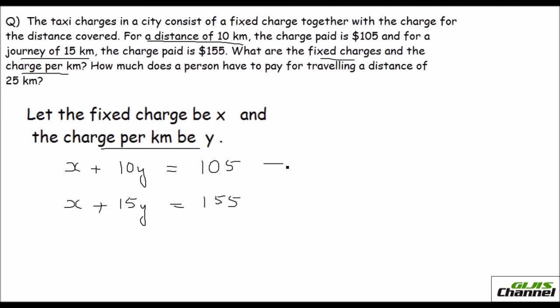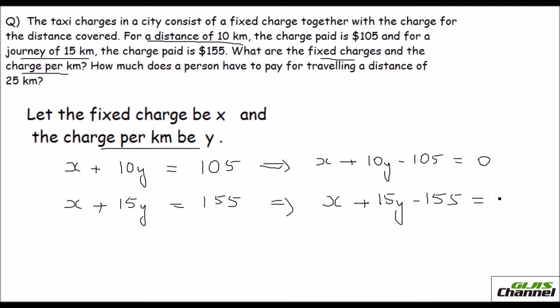Let me put that in the general form, where you will have the x term, y term and the constant on your left side, and it is 0 on the right side. So I would write x plus 10y minus 105 equals 0. And this one I can write as x plus 15y, and the 155, when it is taken to your left, becomes minus 155 equals 0.